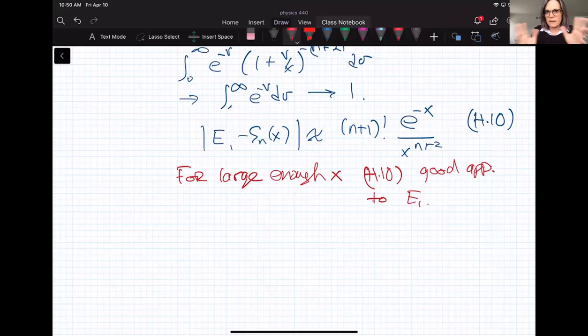In terms of asymptotic series, your book has several different examples of that as well. But the E1 integral is a pretty good one, essentially a gamma function. It's another good case. Any questions?